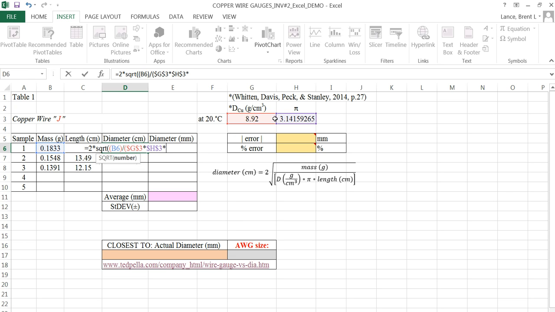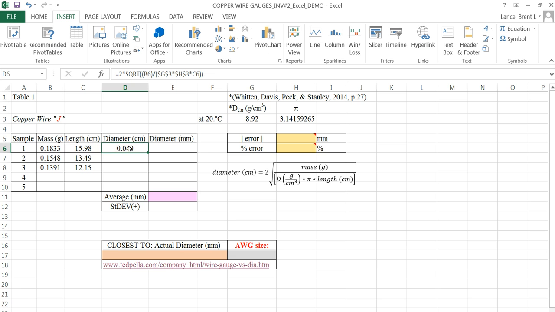And times this cell that it's not going to let me click in, so I have to type it manually. It is C6, and then close that parentheses, and then close the parentheses again, and it gives you your diameter in centimeters.